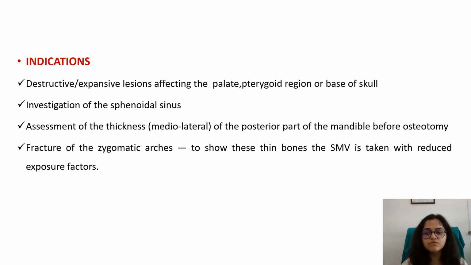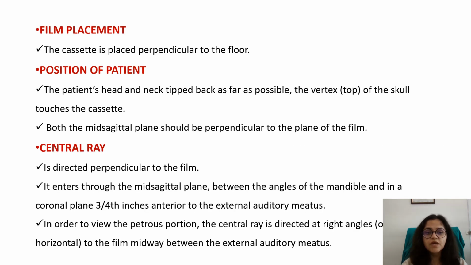The SMV view is taken with reduced exposure factors. Film placement: the cassette is placed perpendicular to the floor. Position of the patient: head and neck tipped back as far as possible. The vertex, that is the top of the skull, should touch the cassette, and the sagittal plane should be perpendicular to the plane of the film.